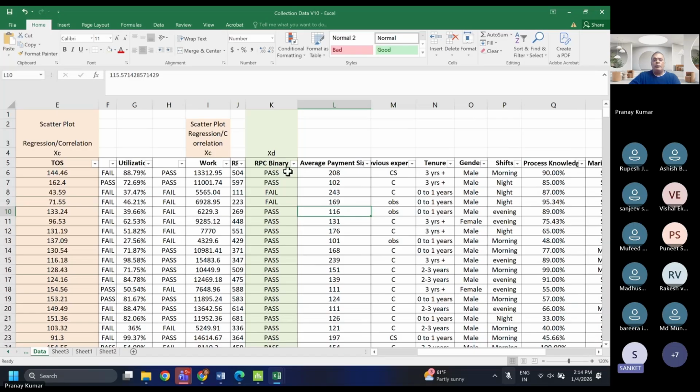Yes. If I want to compare this factor against my collection, because it has only two groups, pass and fail, I will look at doing the two sample t-test. Logic clear, everyone? Right, sir. Look at this.